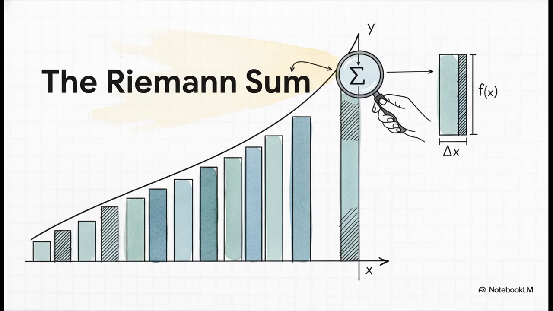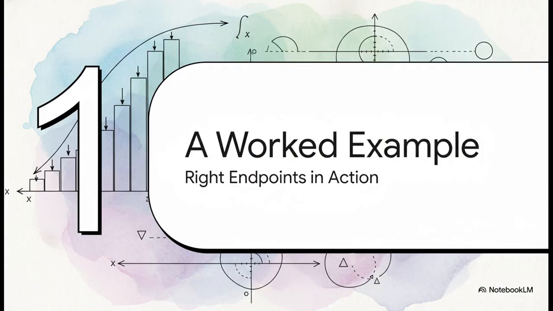Let's look at the notation here for a sec. That big Greek letter sigma just means sum up whatever comes next. And what are we summing up? Well, it's the area of each rectangle. The height, f of x, times the width, delta x. It's the exact same idea we just walked through, just packed into one neat little formula. The theory is great and all, but seeing it in action is so much better.